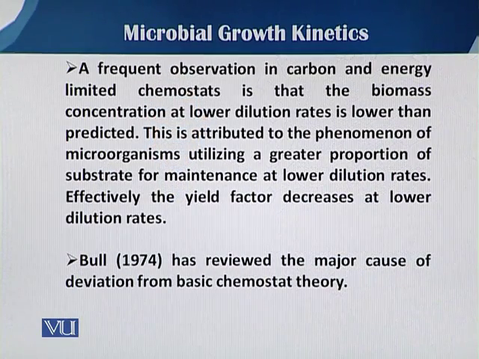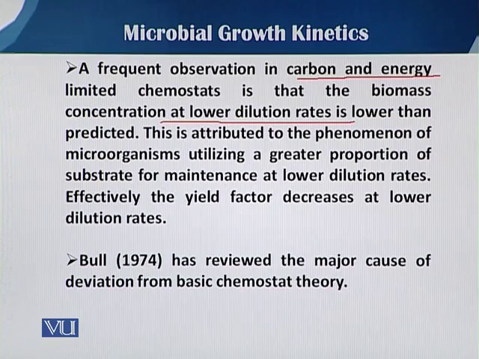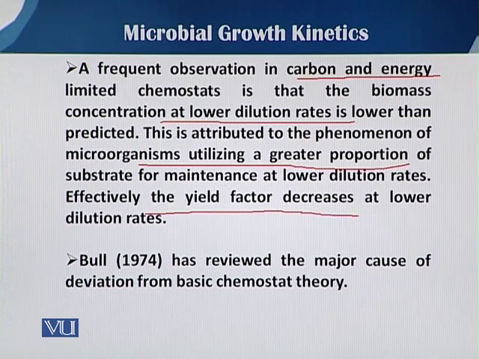On another hand, a frequent observation in carbon and energy limited chemostats is that the biomass concentration at lower rate is lower than predicted. Sometimes we predict some results, but when we estimate practically, the result is totally different. So in such a case, with a carbon and energy limiting substrate, the biomass concentration at lower dilution rate is lower than the predicted one. This is attributed to the microorganism utilizing a greater proportion of the substrate for maintenance at lower dilution rate. So effectively, the yield factor decreases at lower dilution rate.